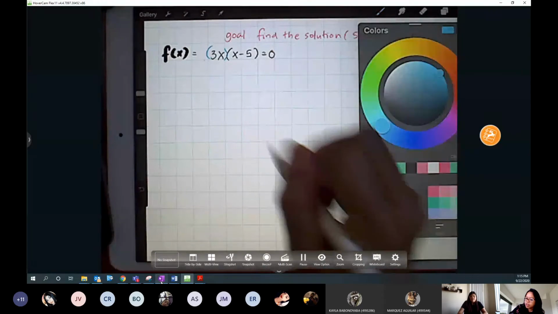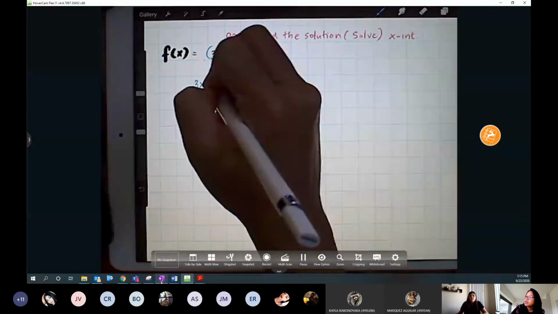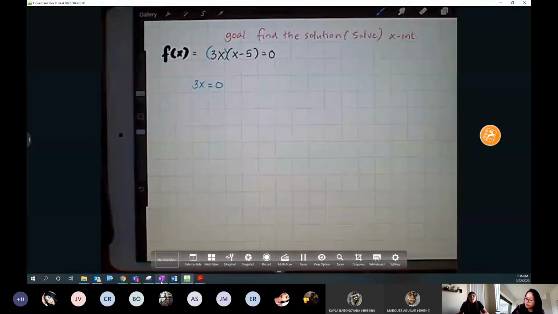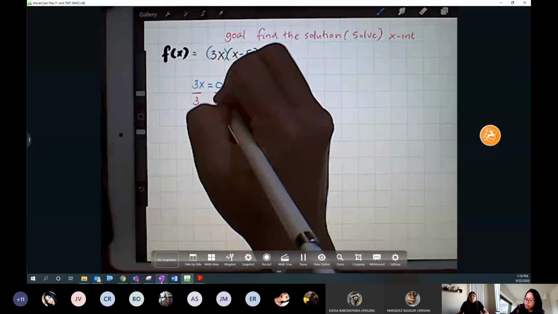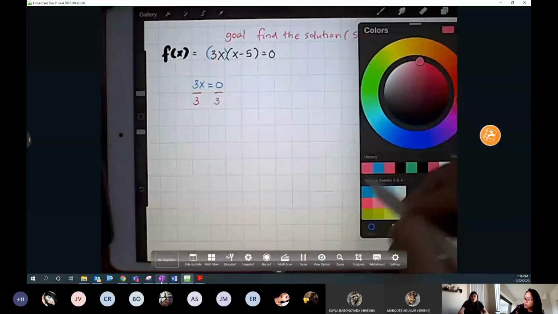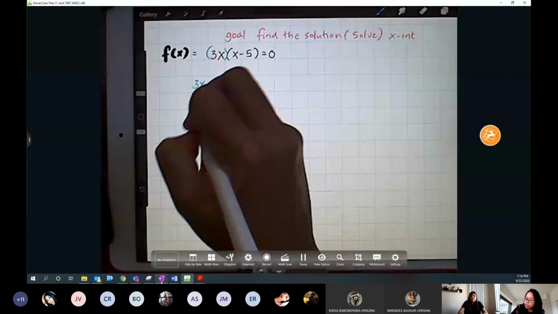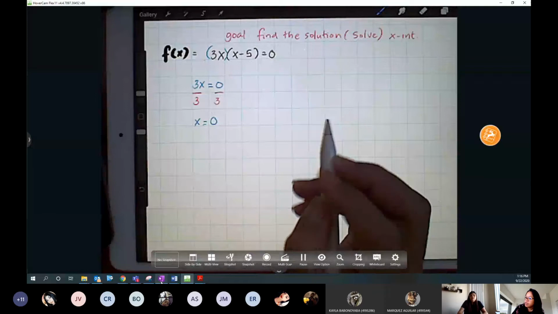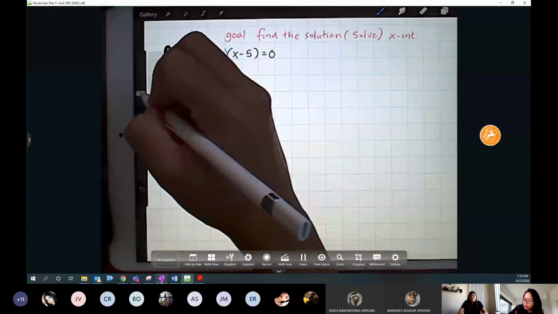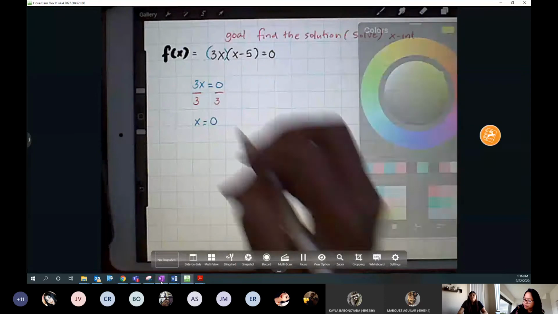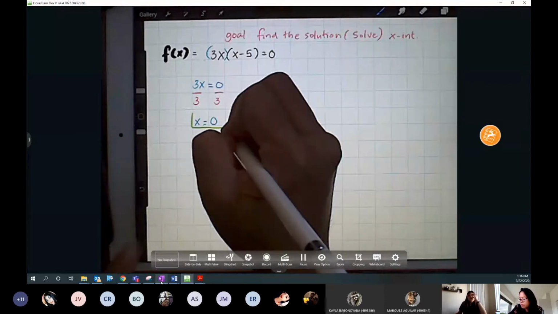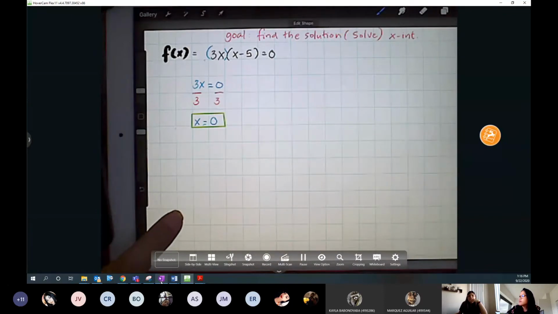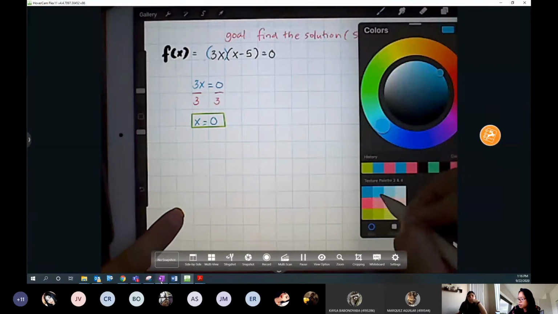And then you just solve it. So 3x equals 0. And then to get rid of times 3, you're going to have to divide by 3. So x is equal to 0 divided by 3, nothing shared by 3 people, those 3 people are not going to get anything. And that's how we are solving for x. Okay, our goal is to find x. That's how we solve for x.